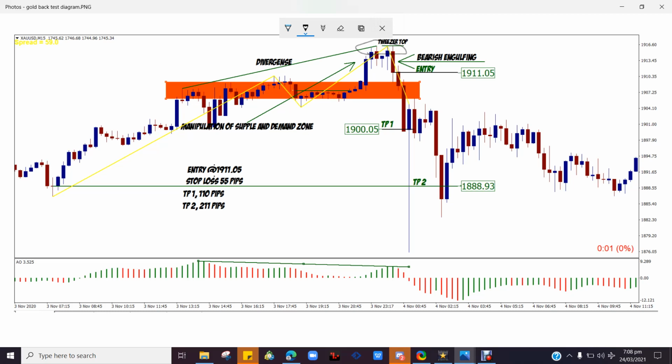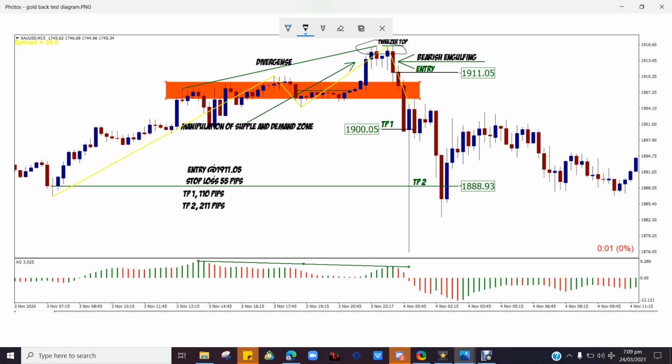Now I was going to be a bit more aggressive with this entry. Normally I would wait until price comes to 50% of the candle and then enter, but because we had that same action happening here, I figured that maybe price would not want to wait for me to get my entry, so I took an aggressive entry here. So we had a couple of confluences.